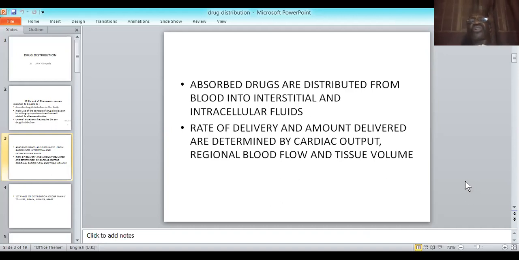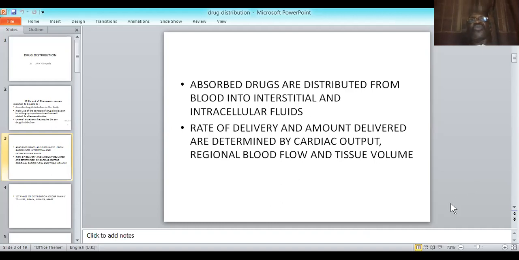When a drug commences its distribution phase, the rate of delivery of the drug to the different parts of the body where it's distributed and the amount delivered to these different parts are determined by the cardiac output, the regional blood flow, and tissue volume.